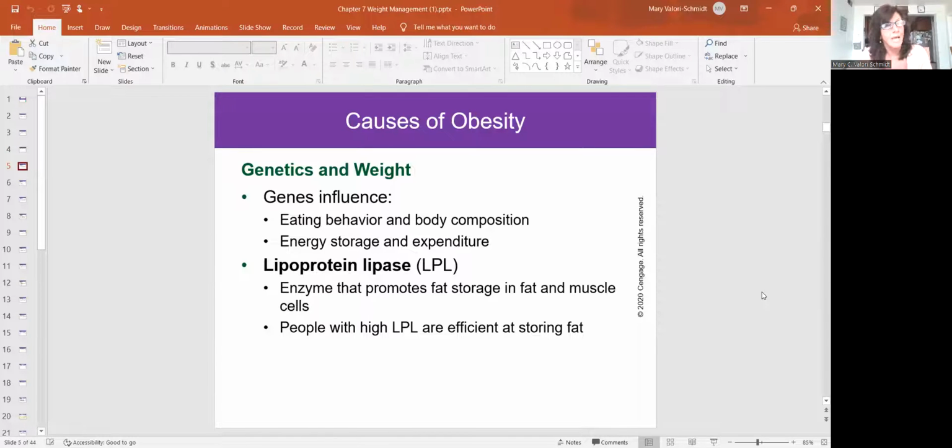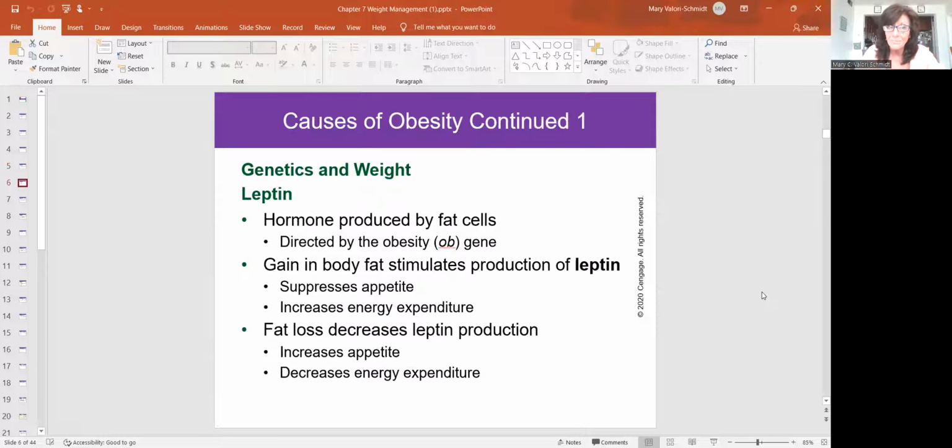So genetics are a huge factor here. So your genes influence the way you eat, like eating behaviors, your body composition, energy storage and expenditure. Lipoprotein lipase, LPL, is an enzyme that we all have that promotes fat storage in fat and muscle cells. And some people just have high levels of it and they are efficient at storing fat.